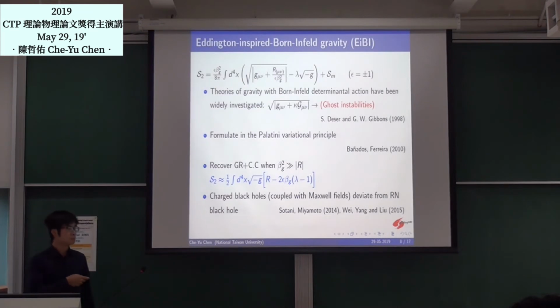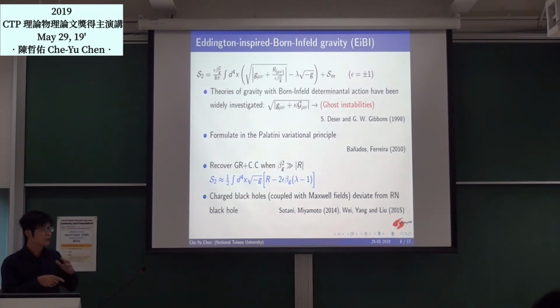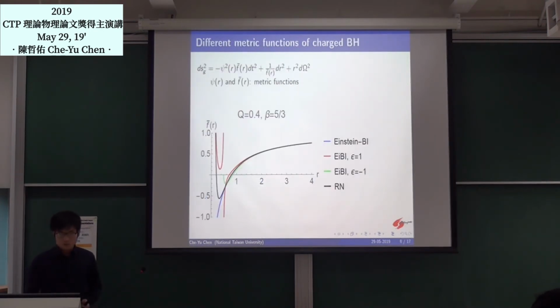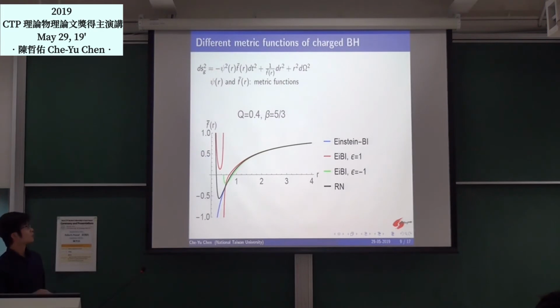And again, this theory has a nice property in the sense that it recovers GR when the curvature is small. But the charged black hole will deviate from the Reissner-Nordström one inside the black hole, for example. So here I just show you the metric function. The black curve corresponds to the Reissner-Nordström black hole in general relativity. And the blue, red, and green are just the metric functions of these black holes in different models.